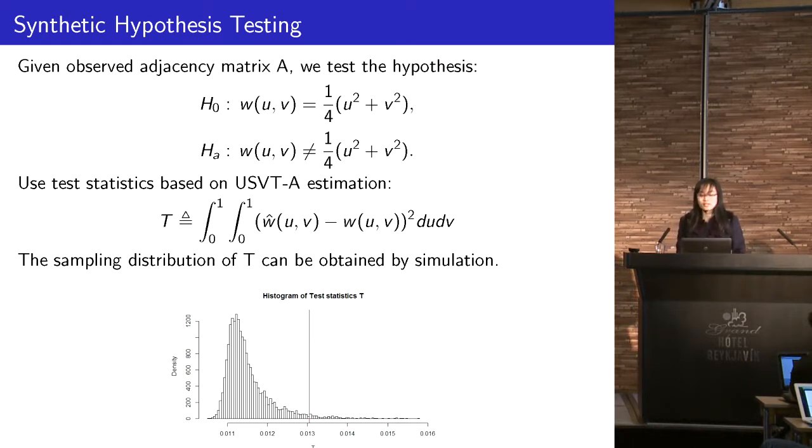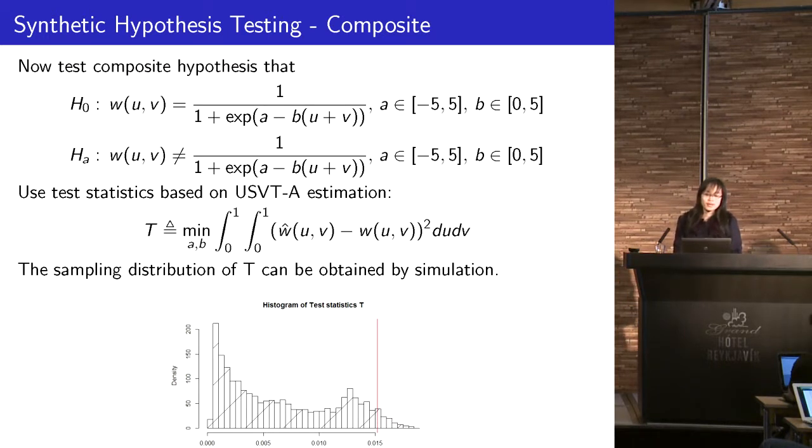Although we cannot obtain the distribution of the test statistic, we can sample a bunch of observations and get an empirical distribution of the test statistic, and this is what is shown in the plot. The red line is the rejection threshold: if your observed test statistic is larger than 0.013, then you reject the null and say the observation is not from the specific graphon.